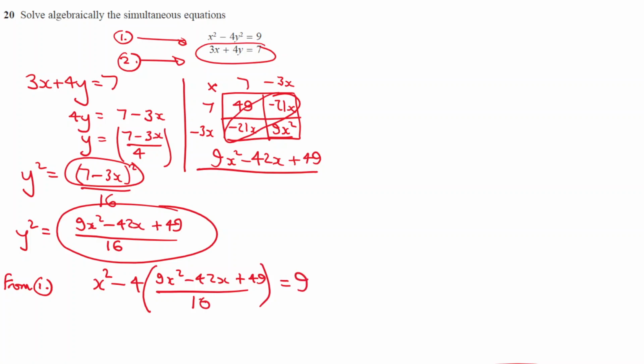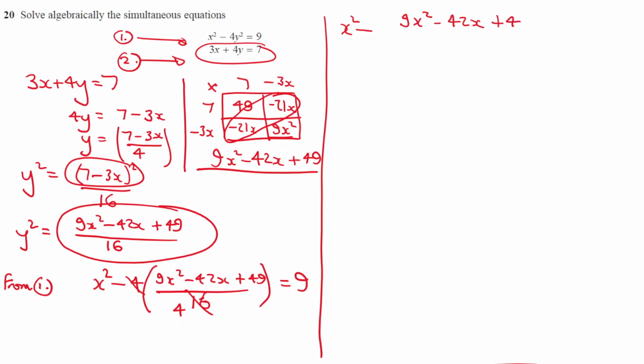Now 4 over 16 will cancel down by 4. So we have up here x squared. Let's draw a little line there so you can follow. x squared minus 9x squared minus 42x plus 49 all over 4 now equals 9.